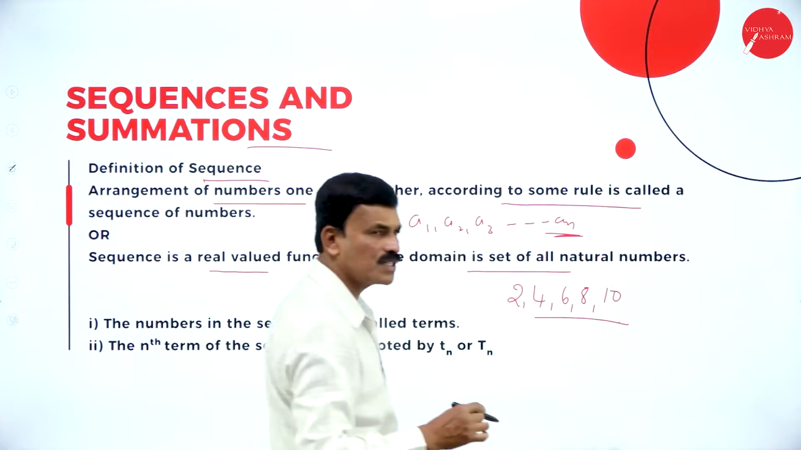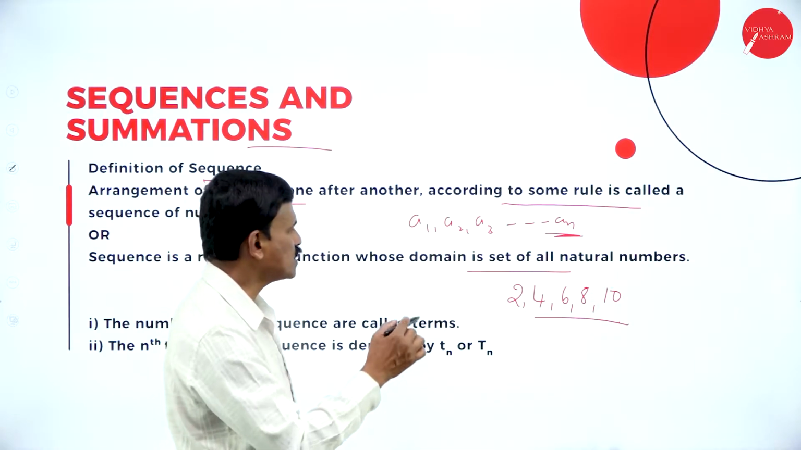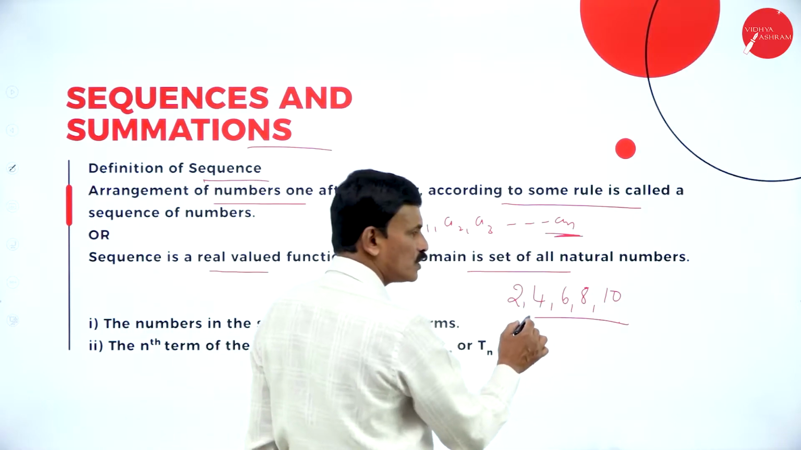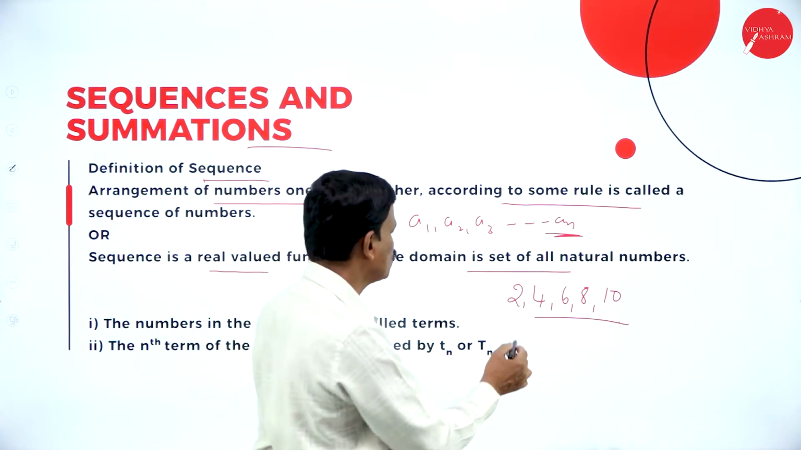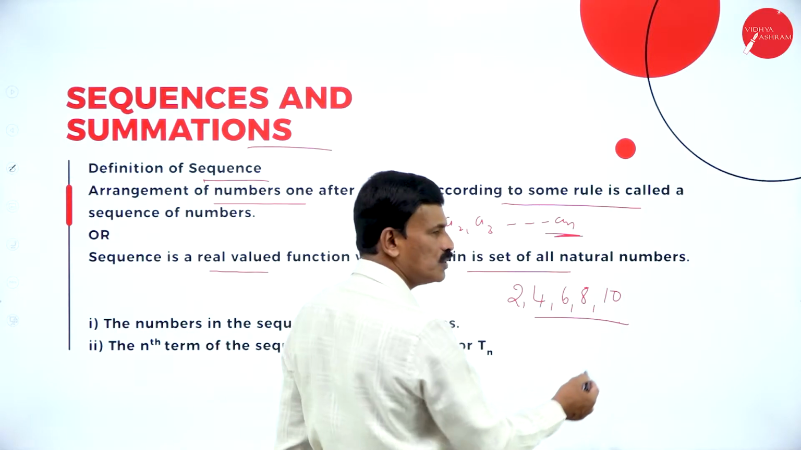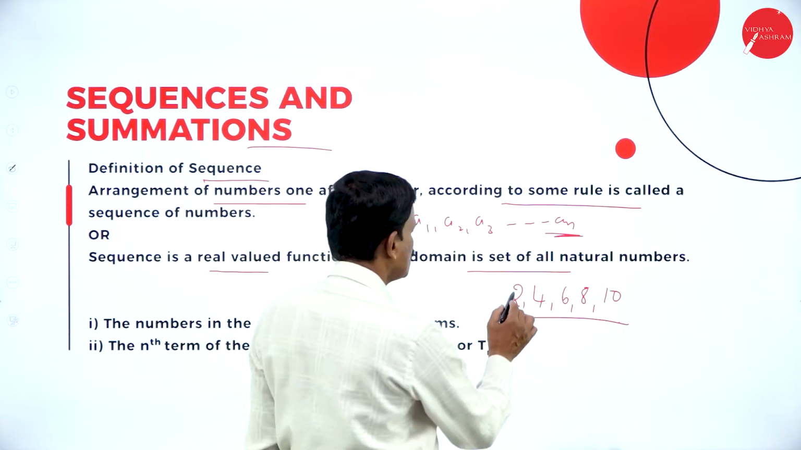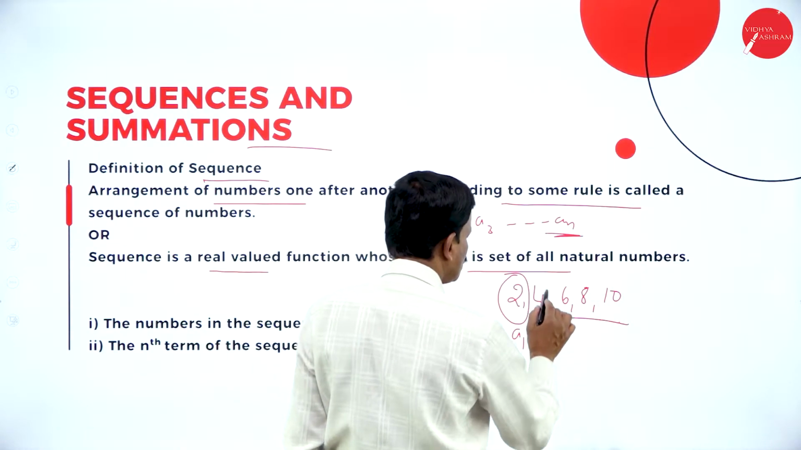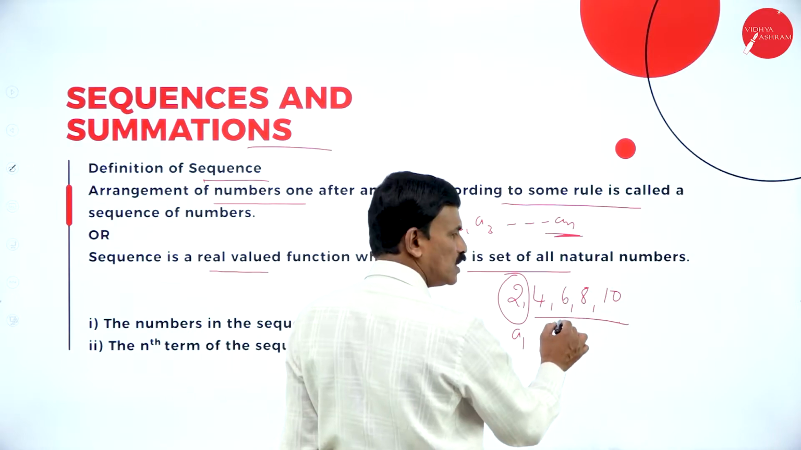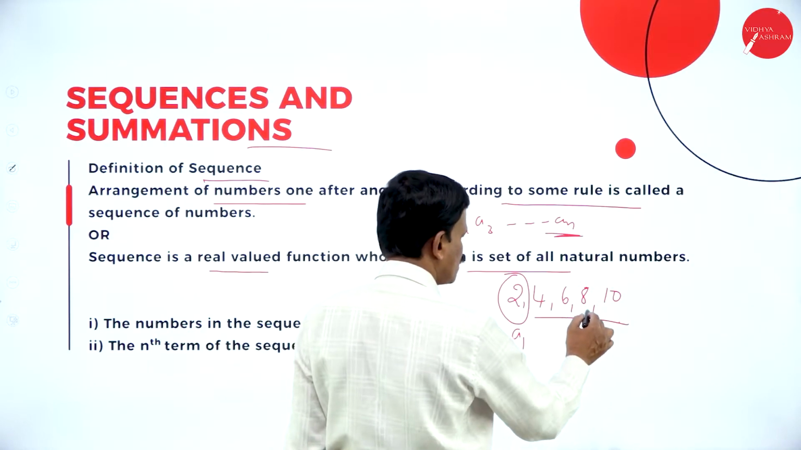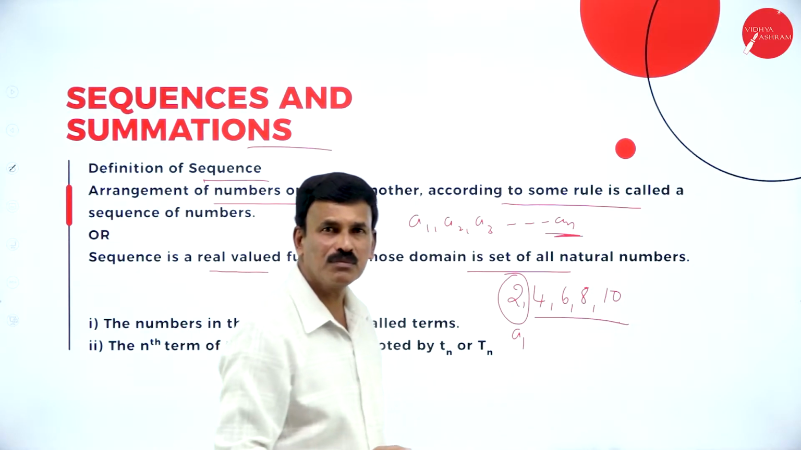This is the sequence. Here 2, 4, 6, 8 are the even numbers. They are arranged according to some rule. The difference between two numbers is 2. 2 plus 2 is 4, 4 plus 2 is 6, 6 plus 2 is 8, 8 plus 2 is 10. So this 2 is called the first term denoted as A1, and 4 is the second term A2, 6 is the third term A3, the fourth term A4 is 8, and the fifth term A5 is 10.